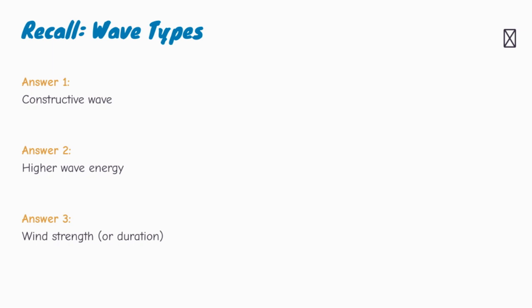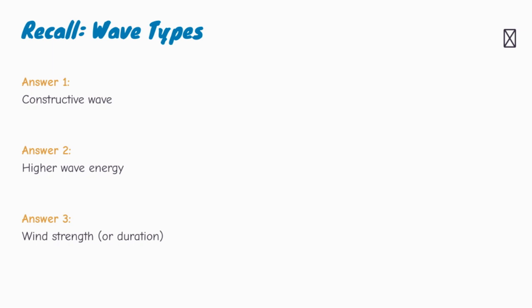For question 2, a large fetch results in higher wave energy. If wind travels over a long distance of open water, it has more time and space to transfer energy to the sea surface. For question 3, the primary factor determining wave power besides fetch is wind strength, although wind duration is also important.